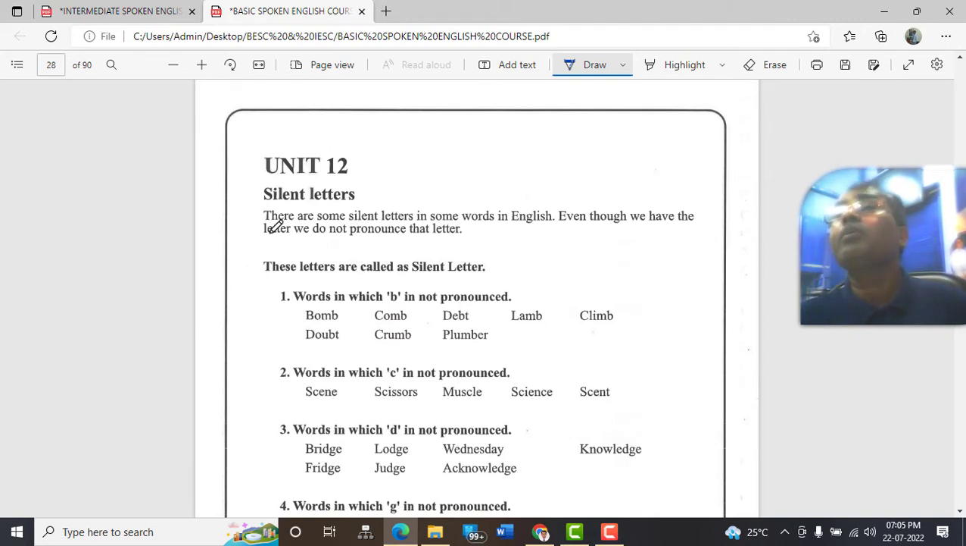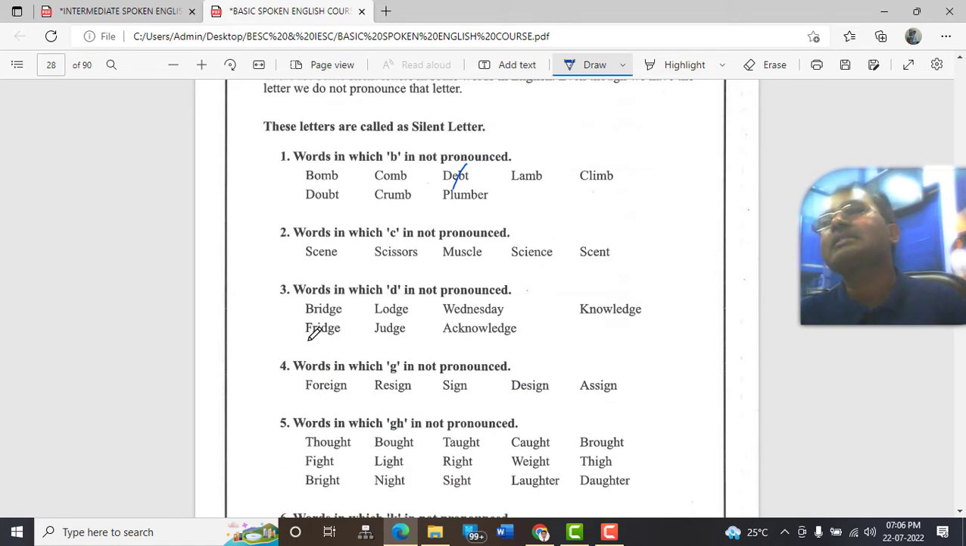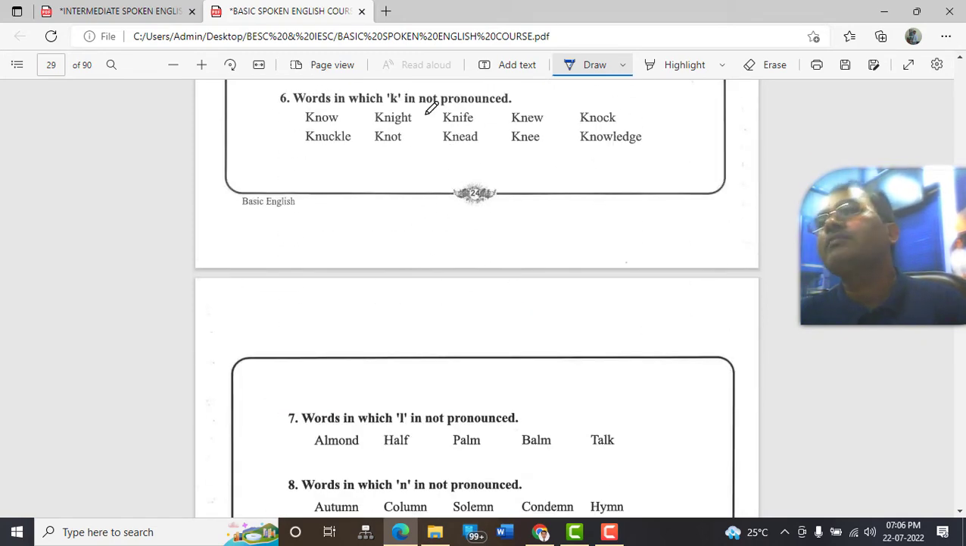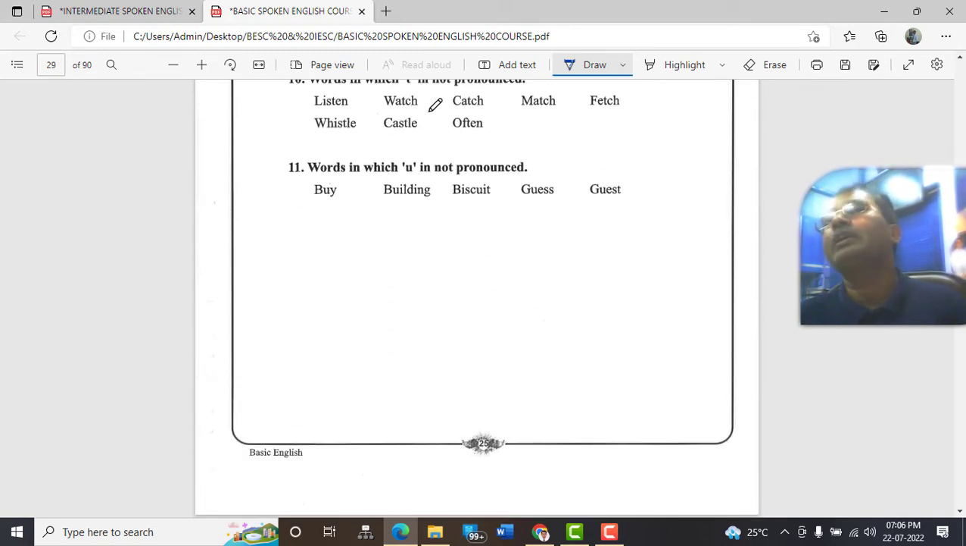Then we will talk about the silent letters. When I use certain words, there will be certain letters which are not being used at all. Okay, we'll be talking about them as silent letters. Words in which C is not pronounced, words in which D is not pronounced, words in which B is not pronounced. Okay, words in which K is not pronounced. We will be speaking on these.